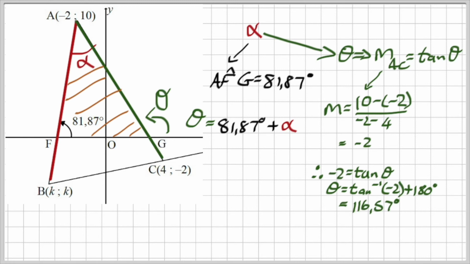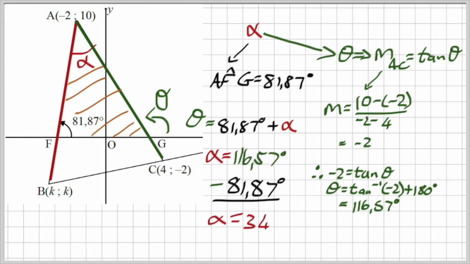Why is that, ladies and gents? Because it is the exterior angle of triangle AFG, which means that alpha is the 116,57, which is theta, minus 81,87. And this means that alpha is 34,7. Please, ladies and gents, if you are unsure about this, try it yourself first. Go back and look, why did I get the 116,57? How do I use it to get alpha?